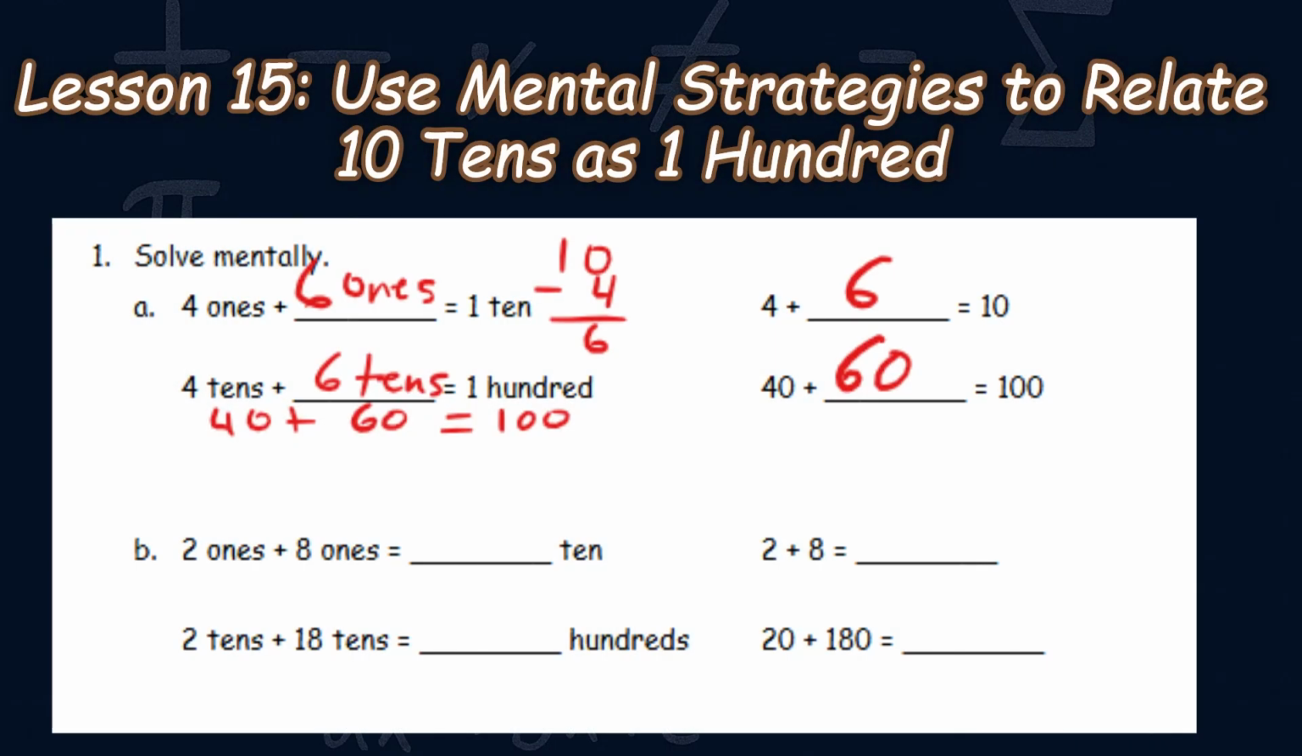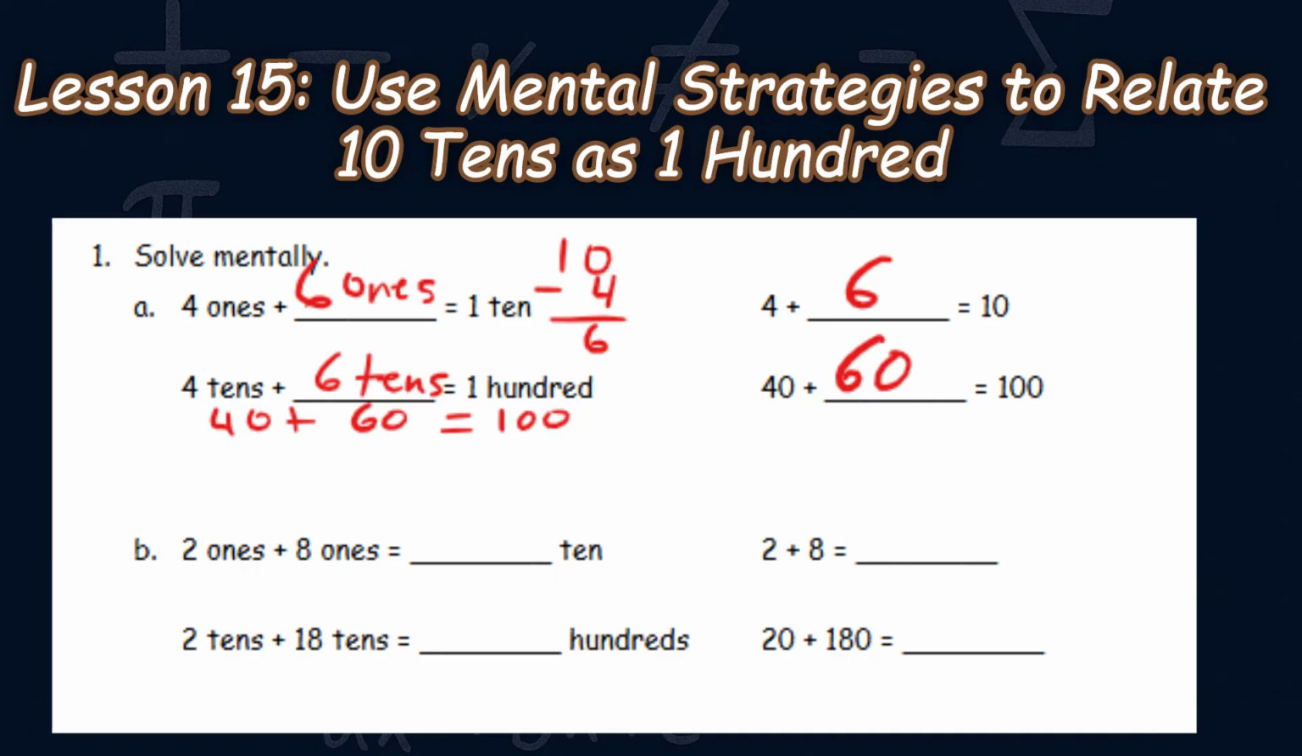In lesson 15, we are going to be using mental strategies to relate 10 tens as 100. This is going back to our fluency towards the beginning of the school year. If you look at number 1, you see that 4 ones plus something is going to get us 10 in order to figure out what the missing number is. Similarly to the last question we just did, where you had to subtract to find the missing number, the same thing would be done here.